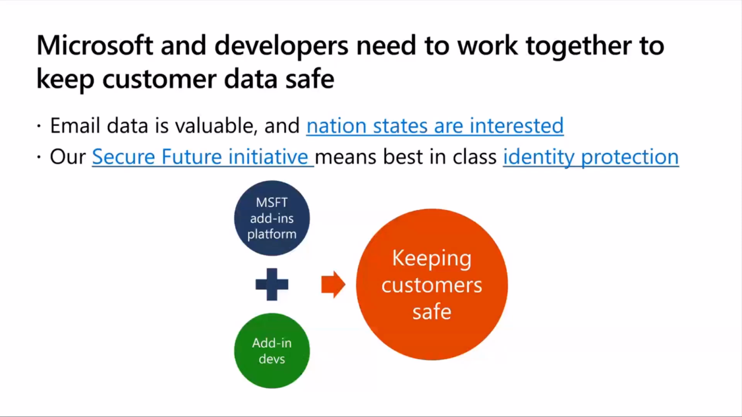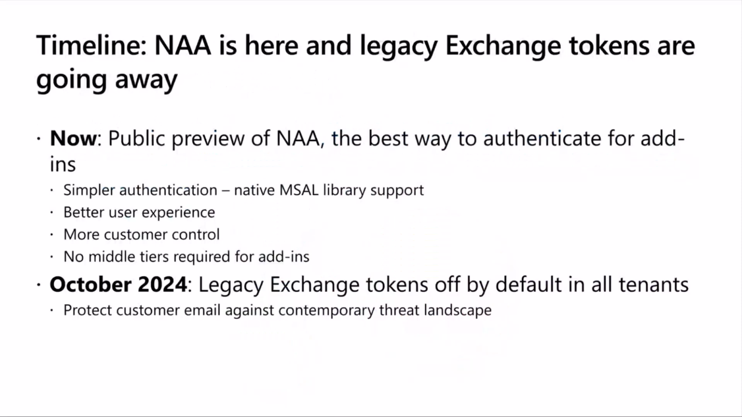So we have announced something called the Secure Future Initiative, which our leadership has promised means doing business extremely differently than normal so that we can make sure that we protect this customer data. One of the main pillars of the Secure Future Initiative, there are three, but the one that concerns us today is identity protection. We need to take really good care of making sure that attackers cannot impersonate our users and get access to this valuable email data. So our overall plan here is we are going to work together with you all to make that happen. Part of that is that now we are entering the public preview of NAA, as David mentioned.